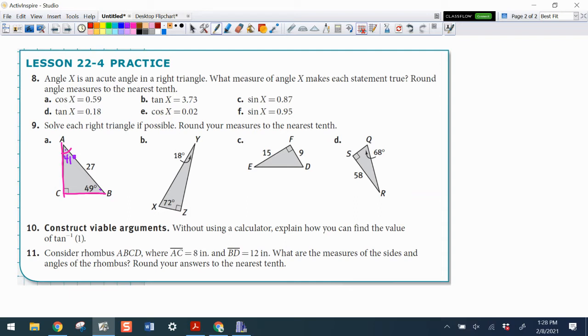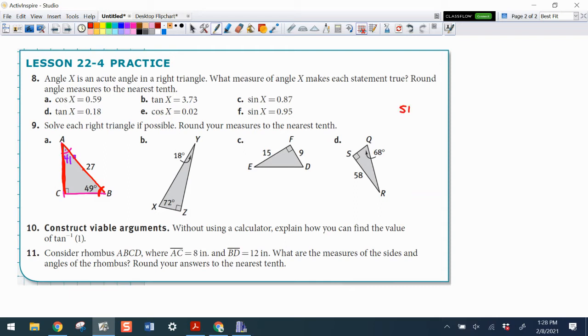So based on what we were given, let's say we're going to solve for AC first. Find the missing side AC. That side AC is opposite of the 49-degree angle. So we're looking for the opposite side, and we were given the hypotenuse. So we're going to use the trig function that utilizes the opposite side and the hypotenuse, which would be sine, because the definition of sine is opposite over hypotenuse.